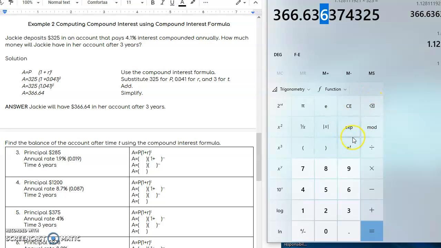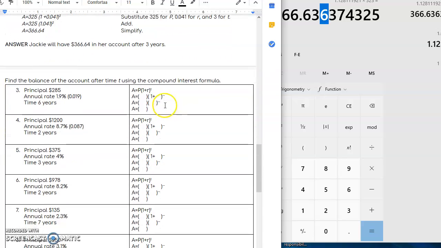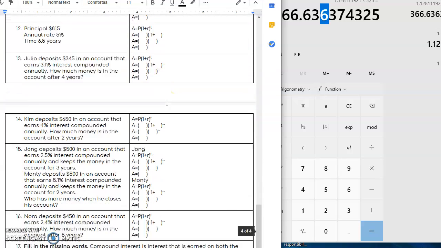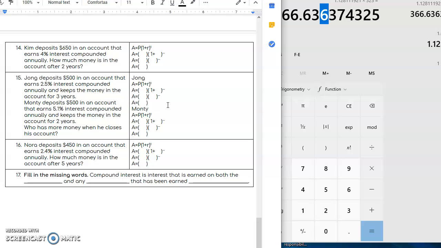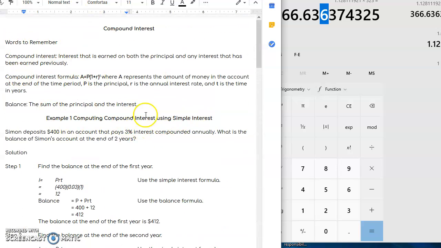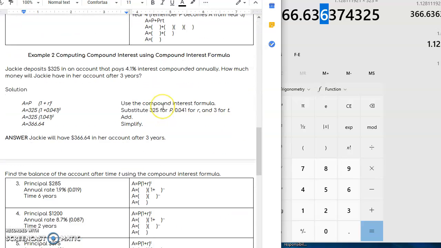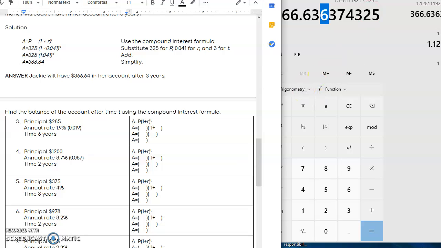All right. So you're going to use the compound interest formula to answer 3 all the way to the bottom, number 16. Number 15, you're going to do it twice because you're going to do it for 2 individuals to figure out how much money they have at the end and who has more when they close the account. Fill in the missing words. Remember, if you need help with this, go back up to the top, words to remember, to find that information. Before we close out, let me do one more example with you here in the calculator so you can see it.